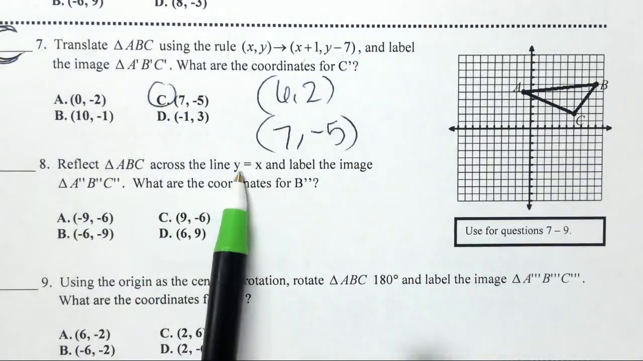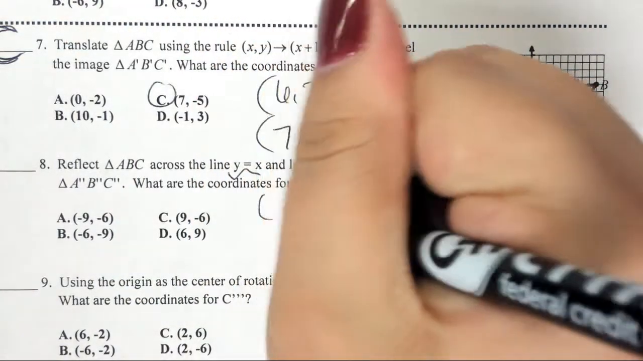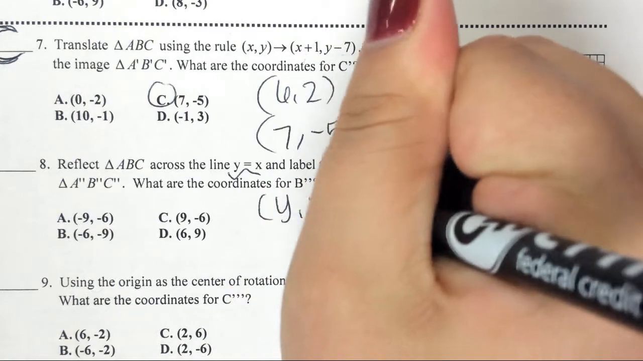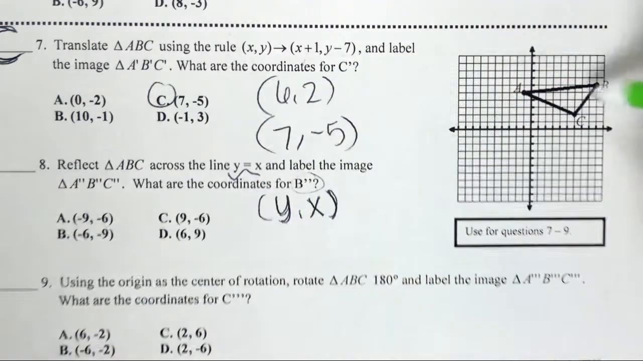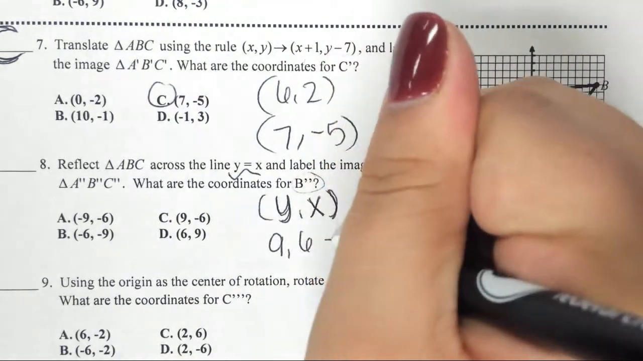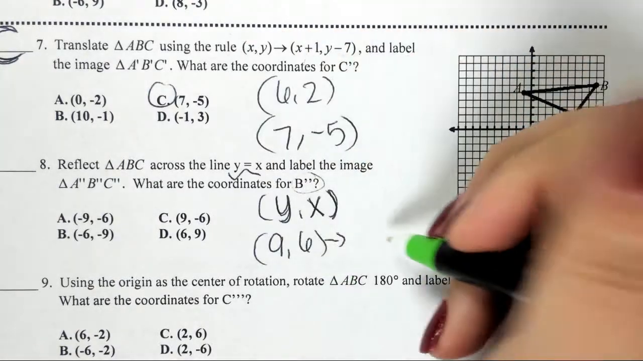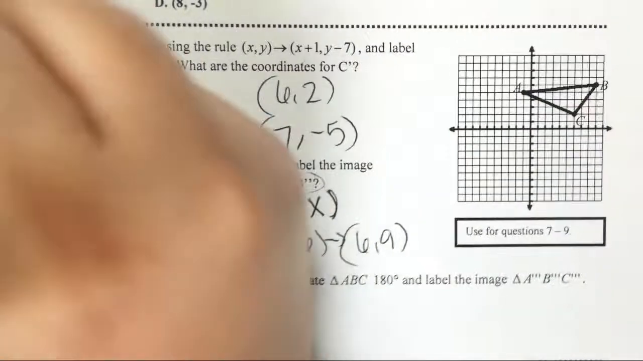Reflect ABC across the line y equals x. So that rule is going to be y comma x. You just switch them. What's the coordinates for B? So B is at 9, 1, 2, 3, 4, 5, 6. So if B is at 9, 6, it's going to become 6, 9, which is D.